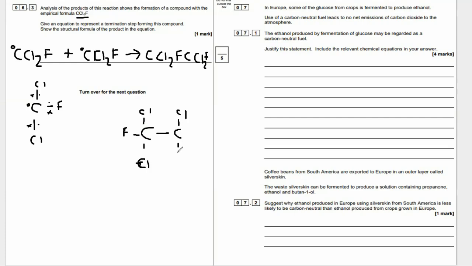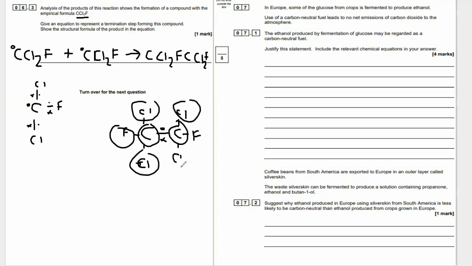So this is where the free radicals were, remember, over here. And now they've come together, the 2 free radicals. And all we're doing when we write this is expressing that. We're saying Cl2F joined to another Cl2F. And that is our structural formula. Beautiful. Of course, its molecular formula would be C2Cl4F2. And that has the same empirical formula as CCl2F, because we can simplify by dividing by 2. All right, enough waffle. Let's move on.